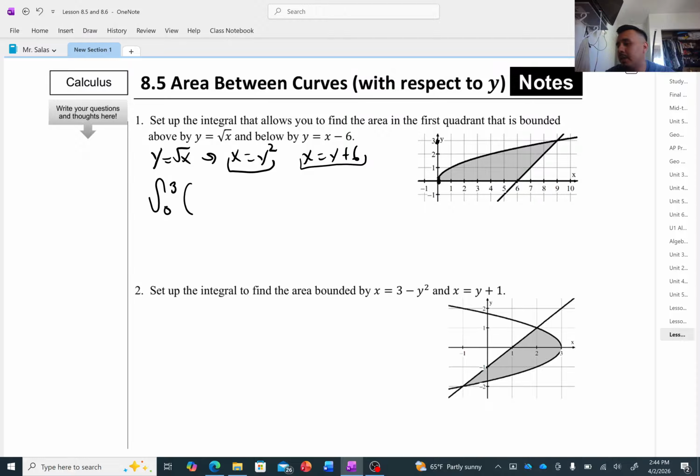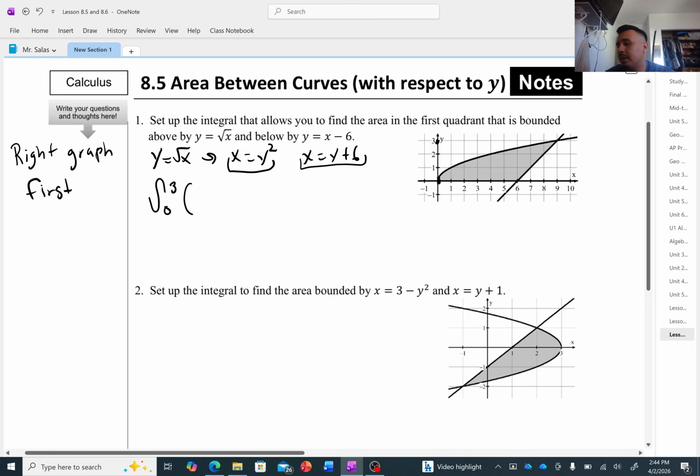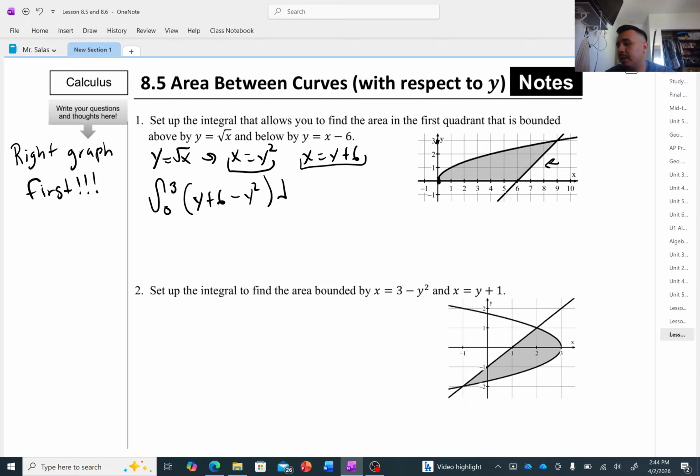I put my equations together. Now, how did I put the equations together? When it was with respect to x, the top one went first and then the bottom one. With respect to y, we start with our right graph first. My right graph comes first. So in this case, my right graph is my linear one, y plus 6. So I'm going to put y plus 6 minus y squared dy. And that is your solution.